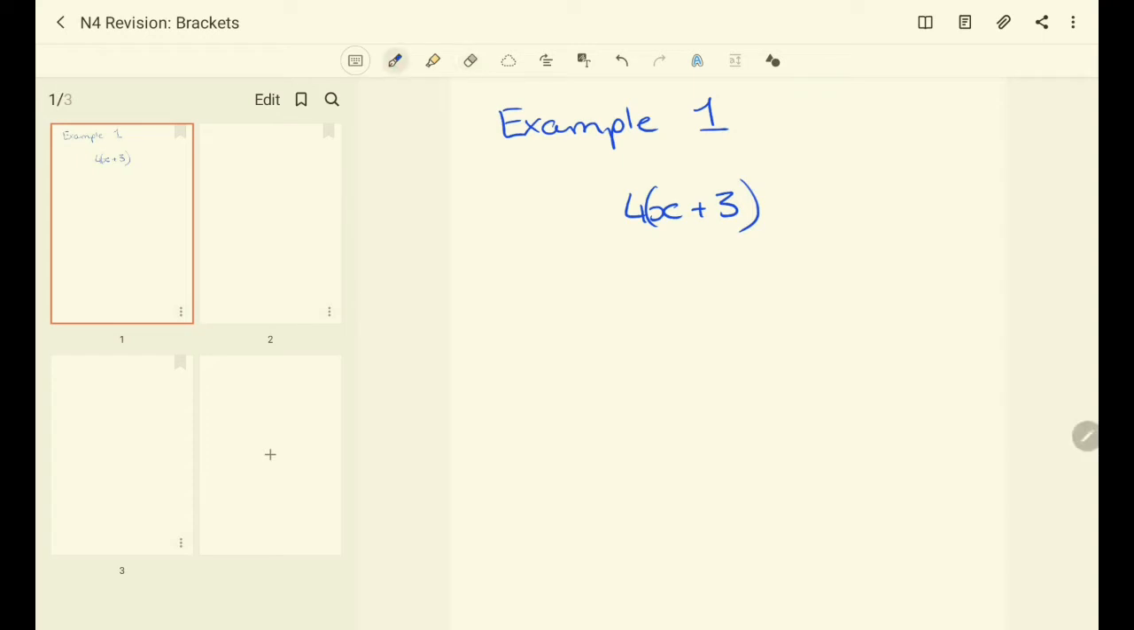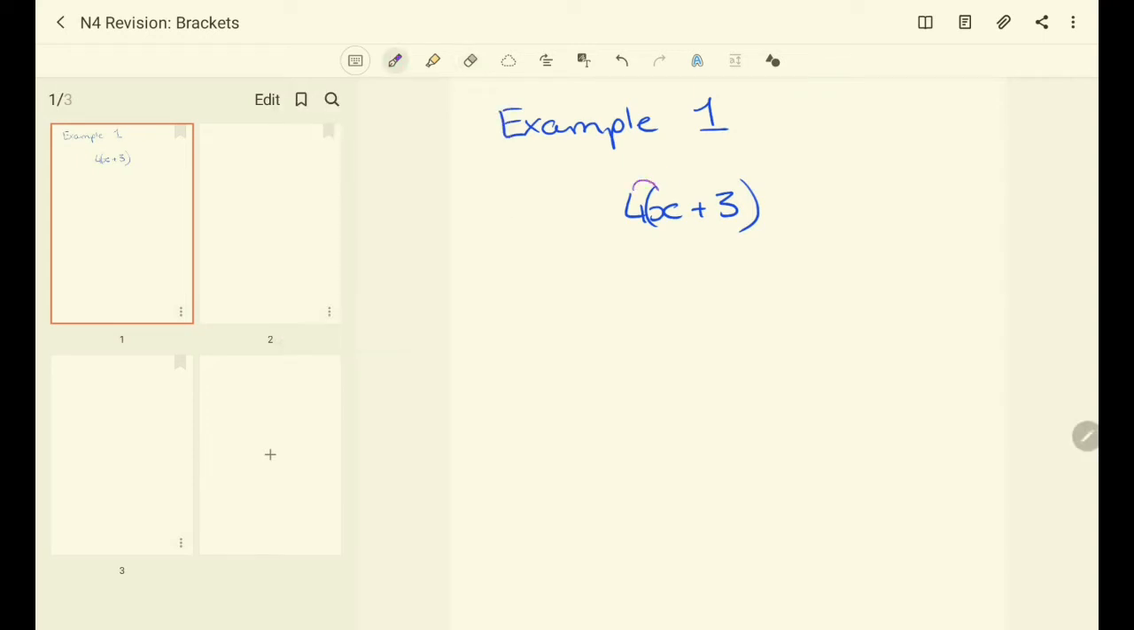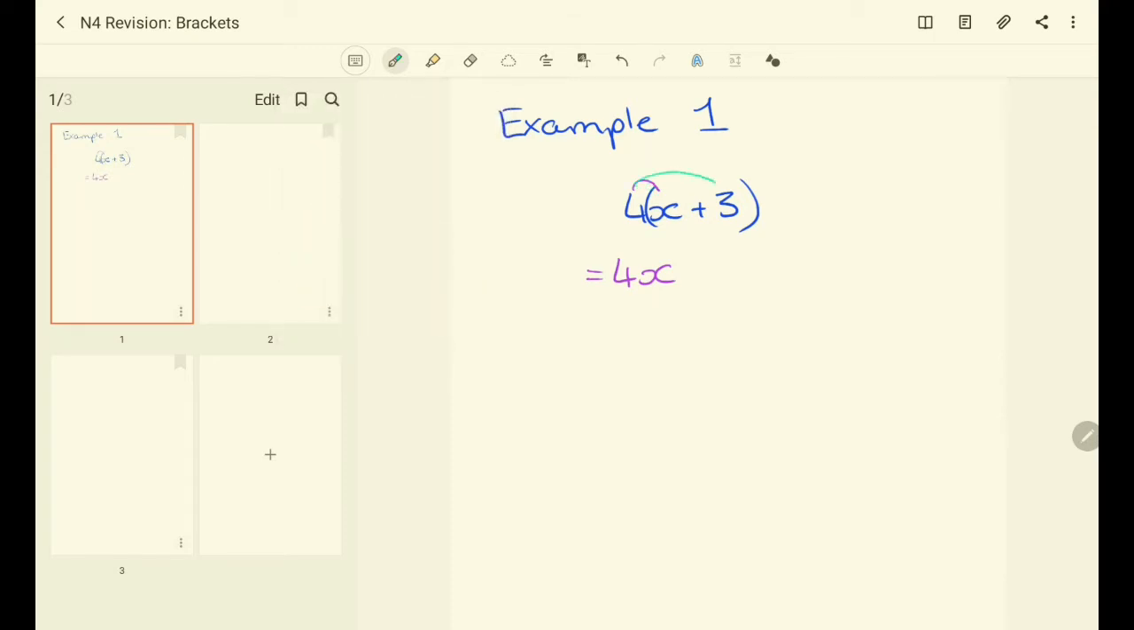So if we look at this example here, we know that we're going to have to do 4 times x. So that's 4x. We are also going to have 4 times 3. So that's 4 times positive 3. So it's going to be plus 12. And that is us multiplied out of that first example.